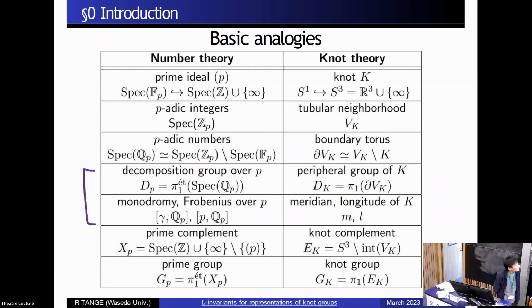So this is a basic analogy between number theory and knot theory. I think this also appeared in yesterday's talk. The important correspondences for today's talk are these two. The decomposition group over p in number theory corresponds to the peripheral group of K, namely the fundamental group of the boundary torus, and monodromy and Frobenius over p respectively correspond to meridian and longitude of the knot K.